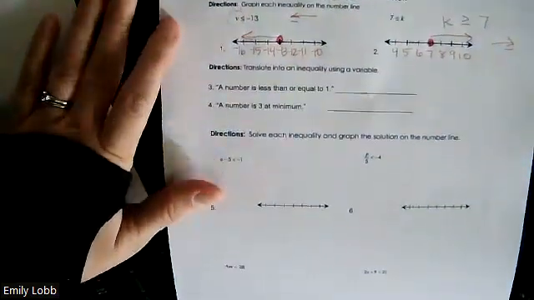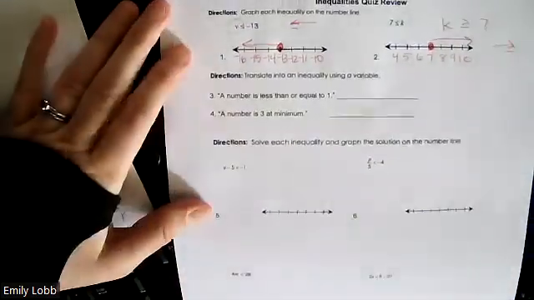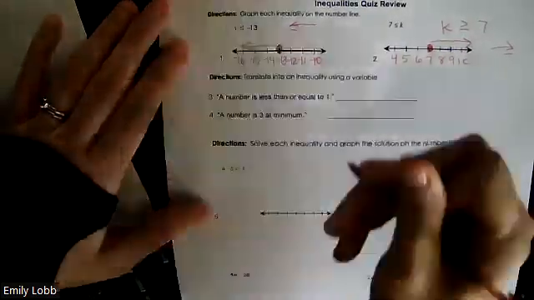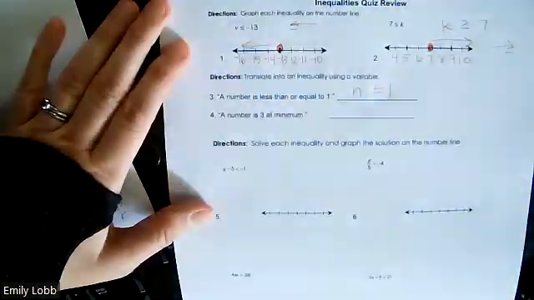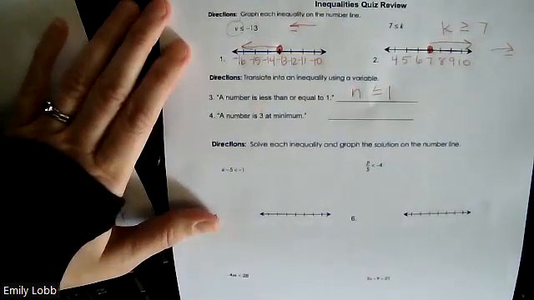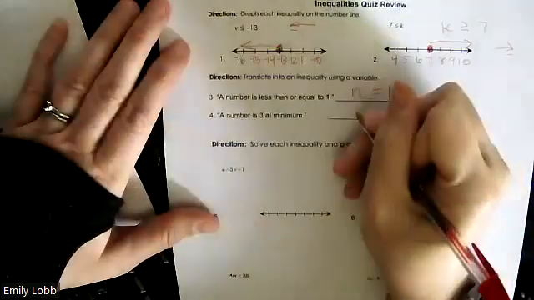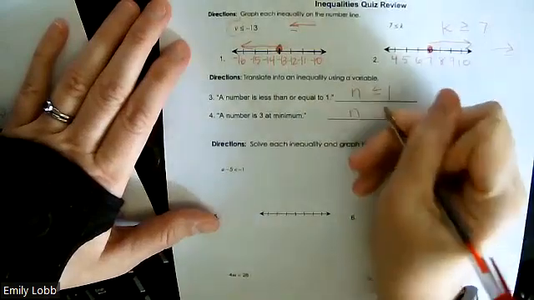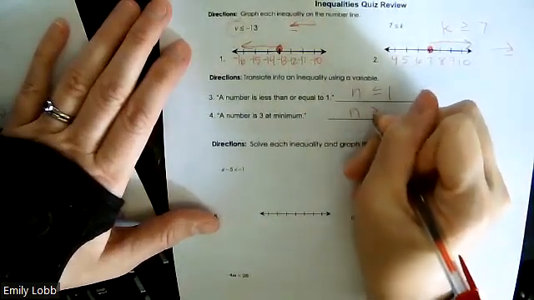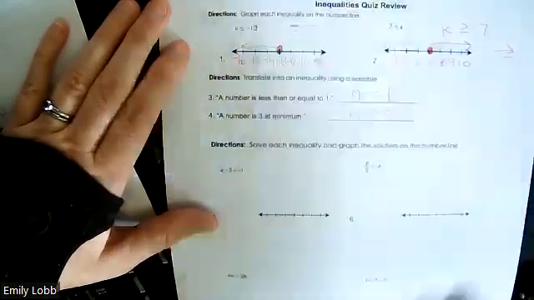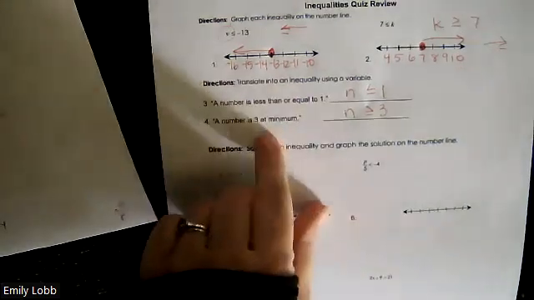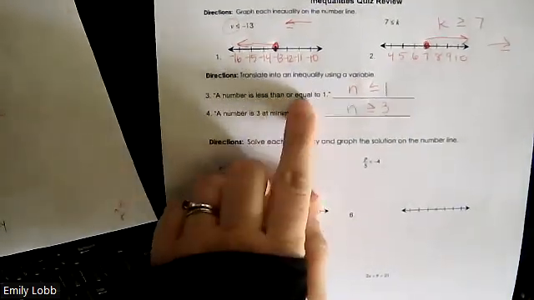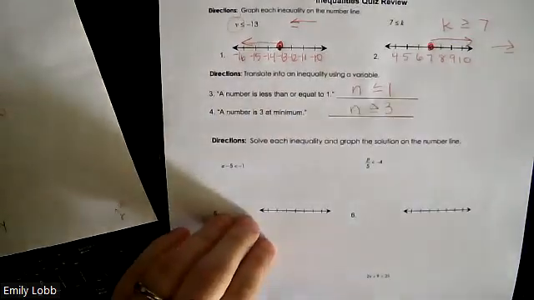A number is less than or equal to 1. So I have a number is less than or equal to 1. A number is 3 at a minimum. So that means it could be greater than or equal to 3. Remember, if you're not sure about what those words mean, look back over your notes. We did so many, you should be able to find a minimum. This one translates completely, right?